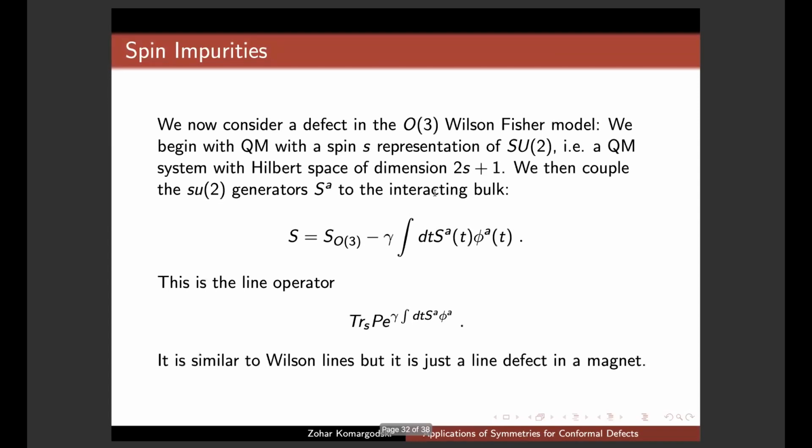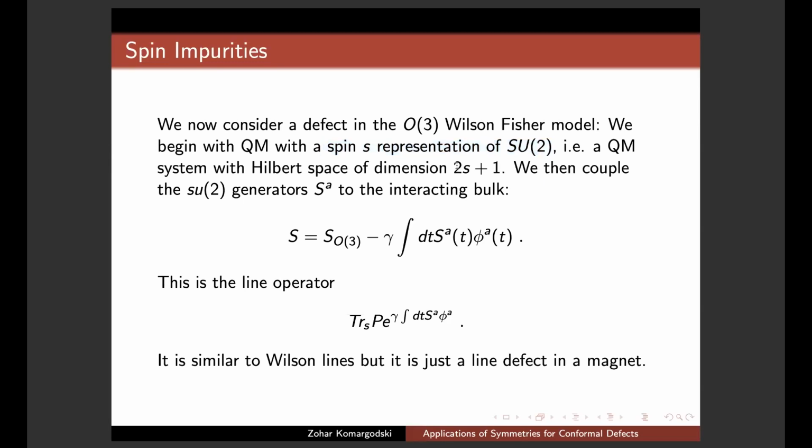Good. So here this defect does not correspond to turning on a magnetic field, because that breaks a symmetry explicitly. Instead, we do the following interesting thing, which fractionalizes the symmetry. It leads to projective representations. So let's consider the ordinary magnet, the O(3) Wilson-Fisher model. What we do is that we take one lattice site and put a spin S representation of SU(2).